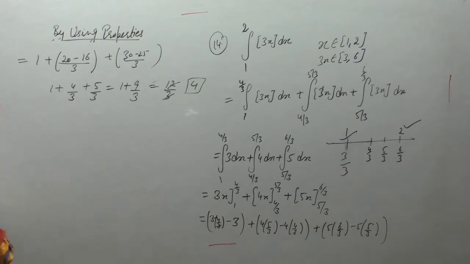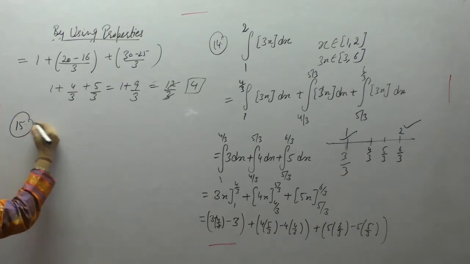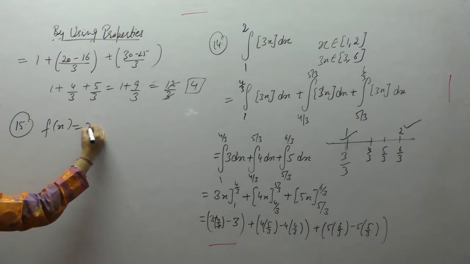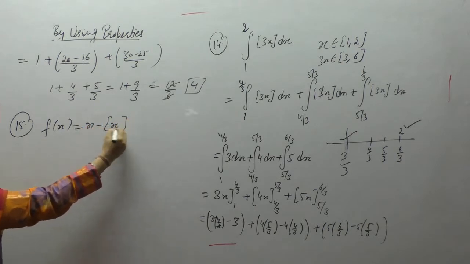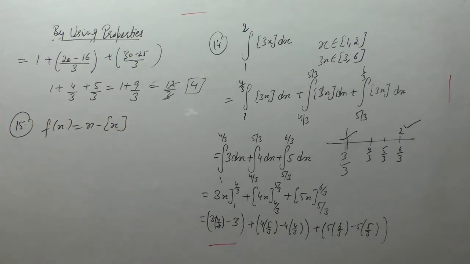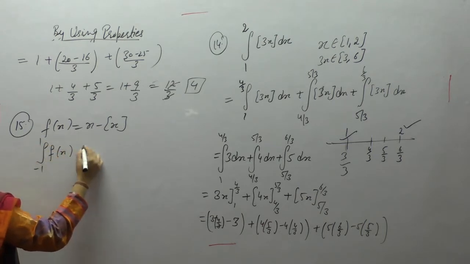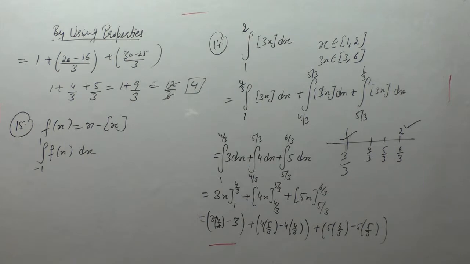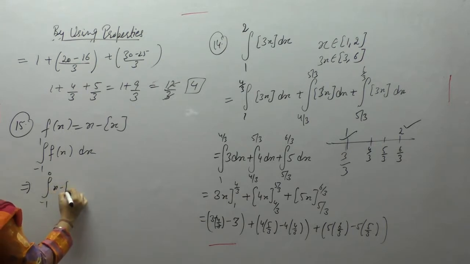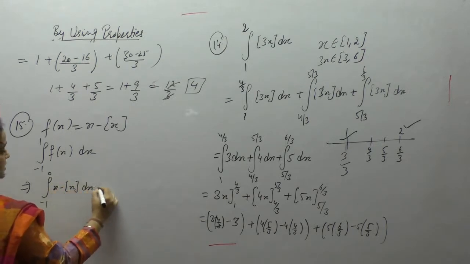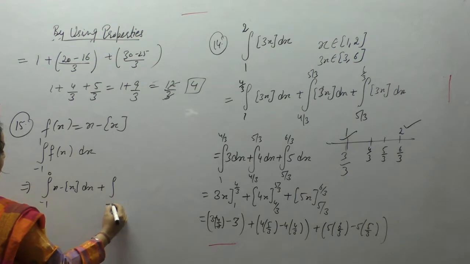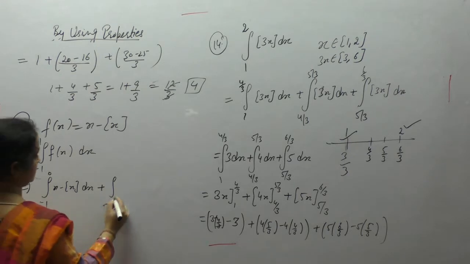Next one is when function is x minus greatest integer x, and greatest integer x is integral part of x, then find the integral for minus 1 to 1. First limit will go from minus 1 to 0 plus 0 to 1.